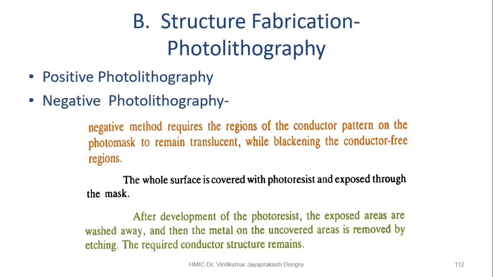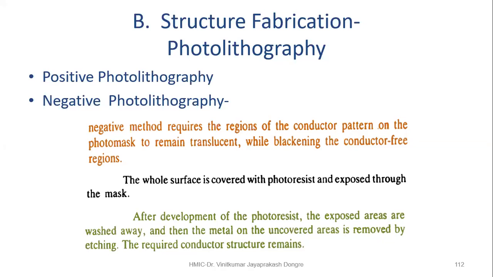The negative method requires the region of the conductor pattern on the photomask to remain translucent while blackening the conductor-free regions. The whole surface is covered with photoresist and exposed through the mask. After development of the photoresist, the exposed areas are washed away and then the metal on the uncovered areas is removed by etching. The required conductor structure remains. So this is negative photolithography.